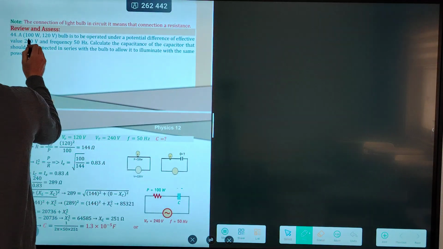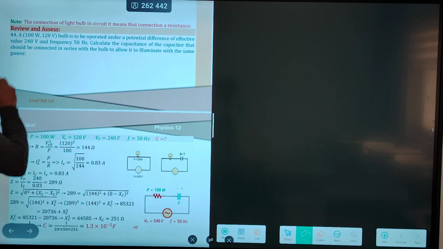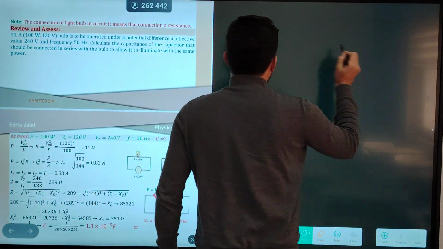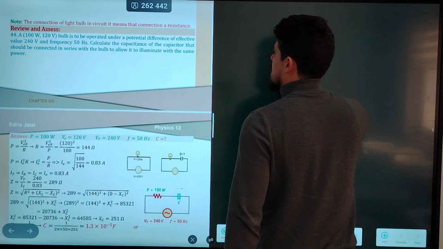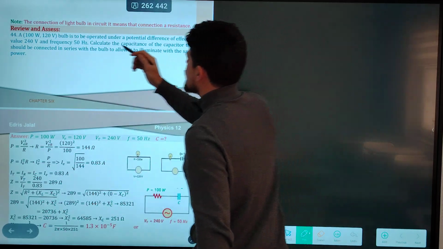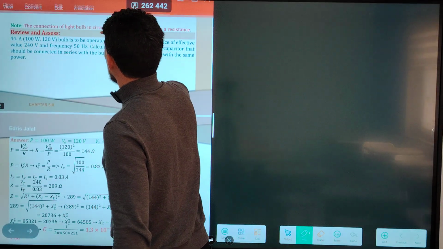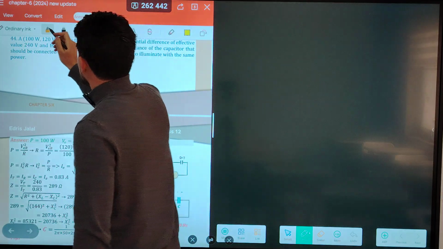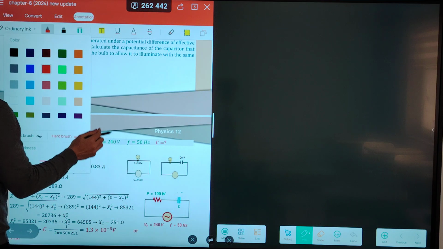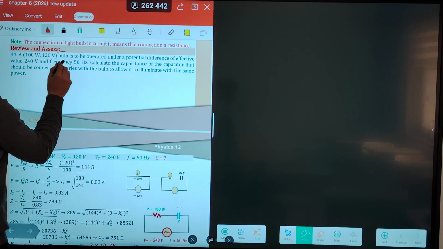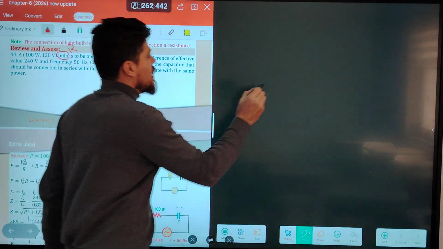The question says a 100 watt, 120 volt bulb is to be operated under a potential difference of effective value 240 volt and frequency 50 hertz. At first, you have to draw the circuit for this light bulb. The bulb is a resistance. Guys, be careful, okay? What do you mean by the light bulb in this question? It means that this is a resistance.